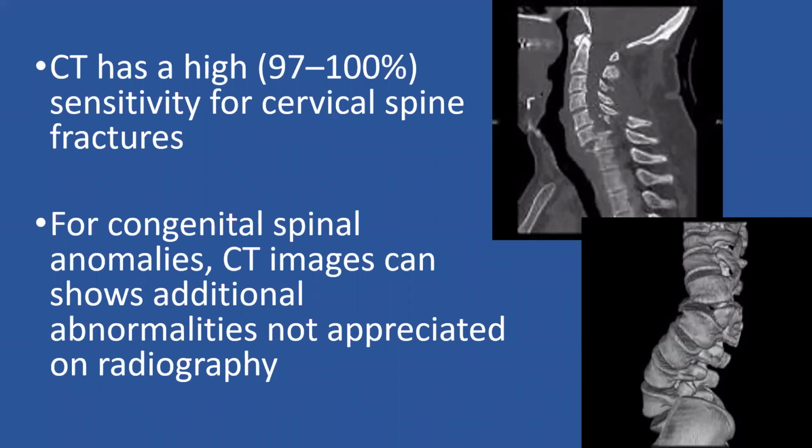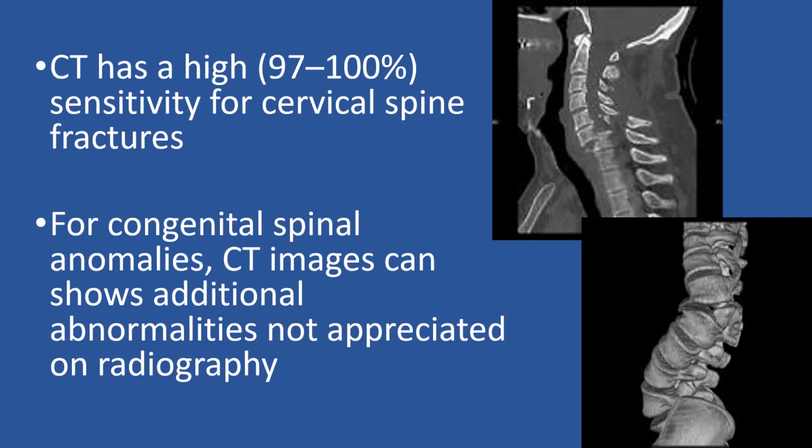CT has a high 97 to 100% sensitivity for cervical spine fractures. Look at this fracture. It's a fracture dislocation of 3, 4, 5, 6 over 7. Now I come to a point, 6 over 7. It's very important. Whenever you get a cervical spine injury with signs and symptoms of paraparesis or quadriparesis, you should ask for a CT scan. You should ask for a CT scan mainly at the level of C7-T1.